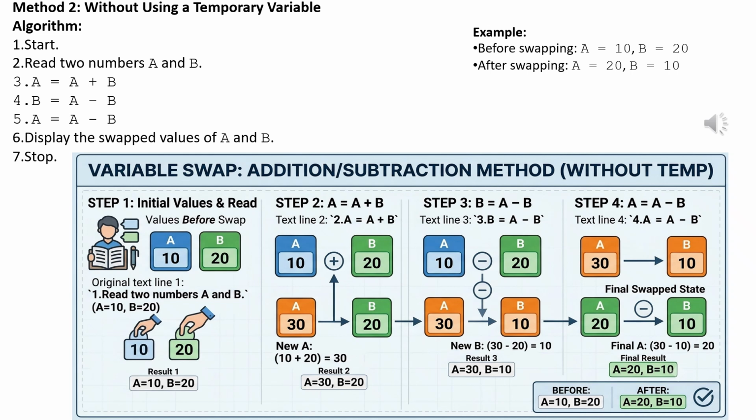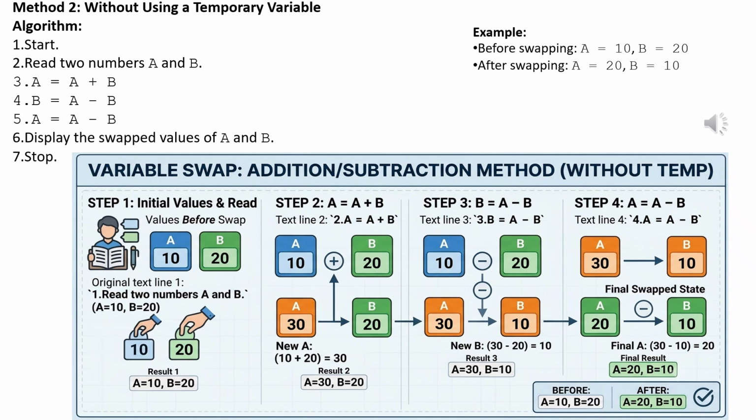Next step, subtract A from B and keep the result in the place of B. Next step, subtract the content of B from A and keep the result in the place of A. Then display the swapped values of A and B.